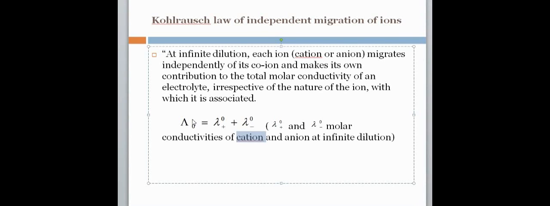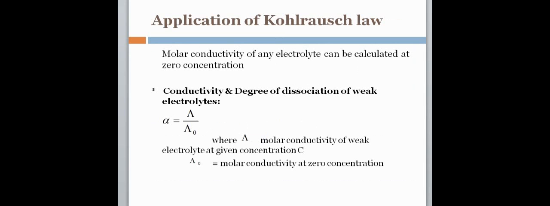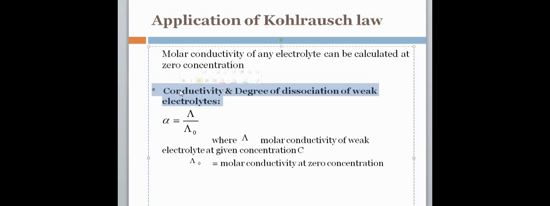So this is an important statement on Kohlrausch's law, a potential 1 mark question for the statement only. If at all a question comes, write the statement of Kohlrausch's law of independent migration of ions. This is what you need to write down with this equation. Let's take a look at applications of Kohlrausch's law. Why is it used and where is it applied? Molar conductivity of an electrolyte can be calculated at zero concentration. It also helps in finding the degree of dissociation of weak electrolytes.